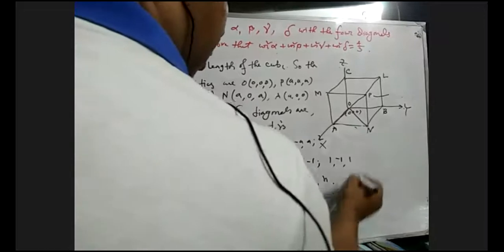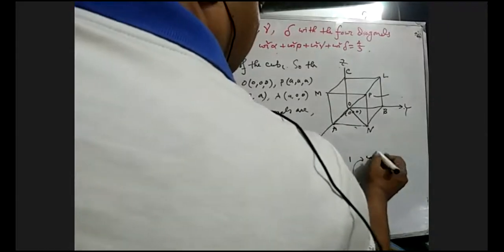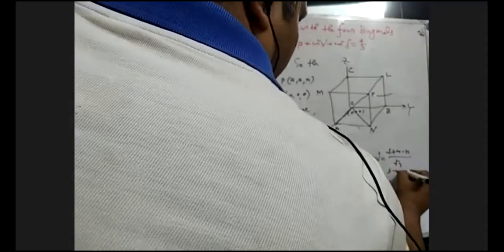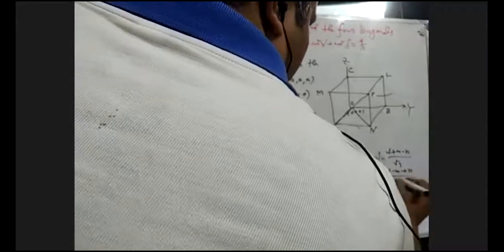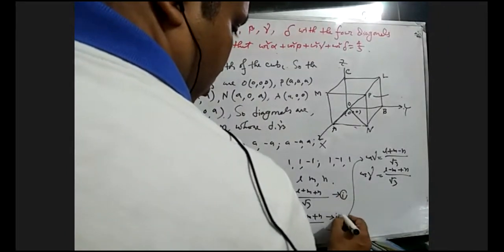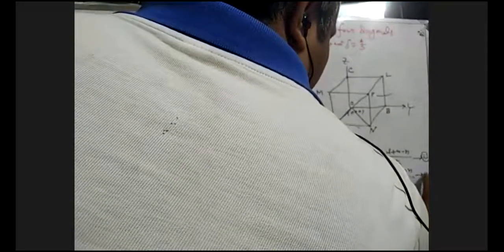So what will cos gamma be? Similarly, we get l minus m plus n divided by root 3. And cos delta will be l plus m minus n divided by root 3. So this is equation number 1, this is equation number 2, this is equation number 3, and this is equation number 4.